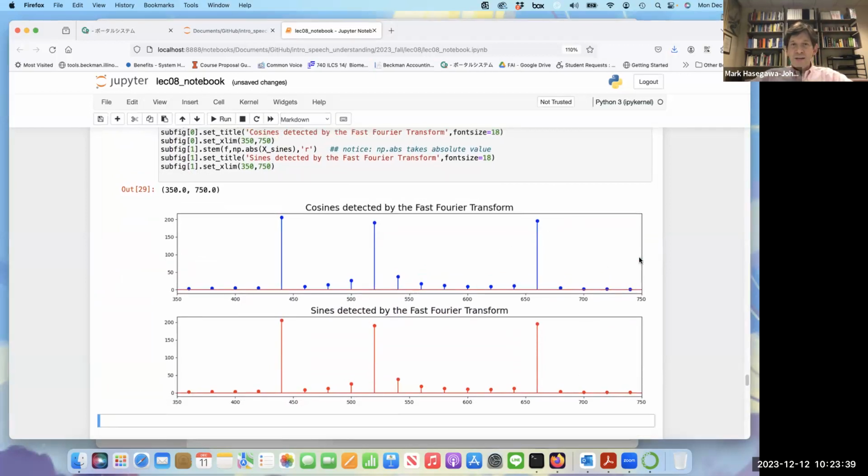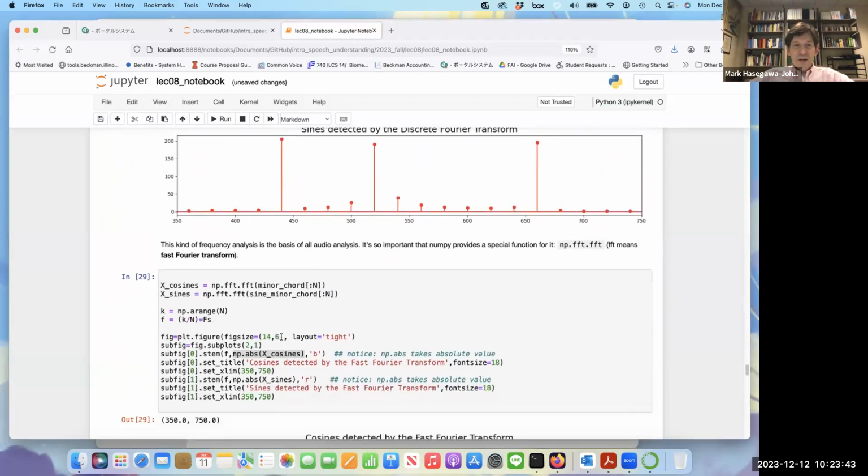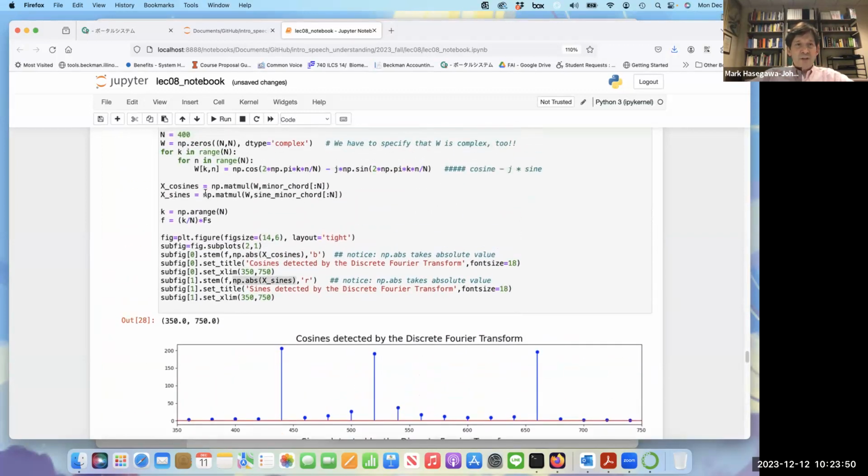This plot is exactly the same as this plot because the function numpy.fft.fft does exactly this matrix multiply. It multiplies the input times a W matrix where each row of that W matrix contains a pure tone at a different frequency. And each of those pure tones is complex valued so that it contains both a cosine and a sine wave.